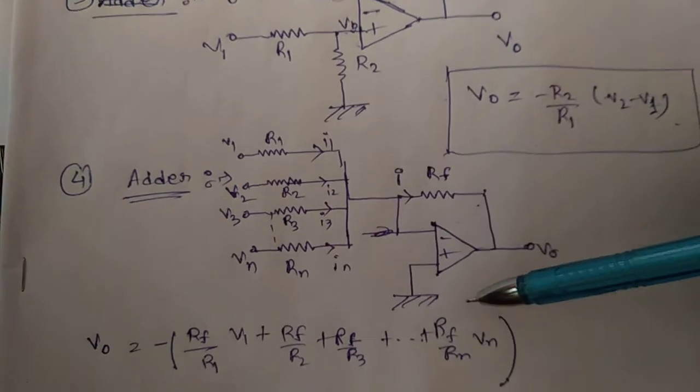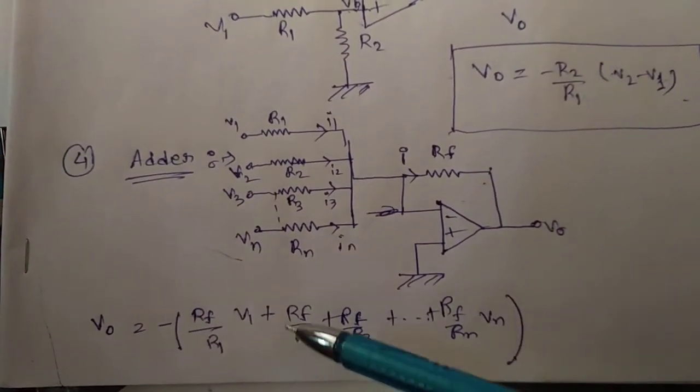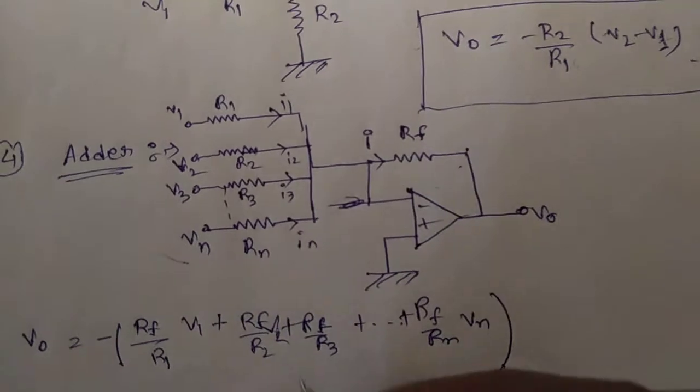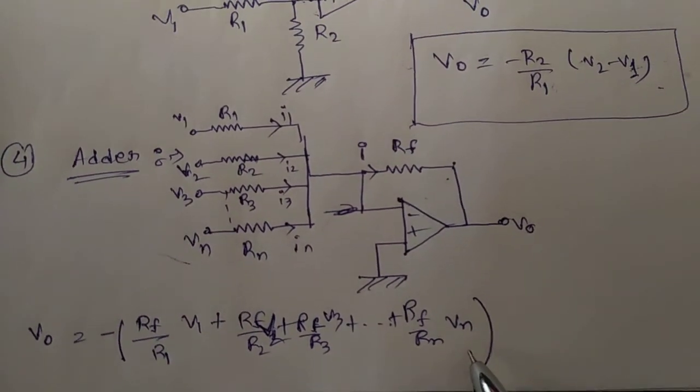Then what will be the output voltage? Always remember this formula. V0 equals minus of Rf by R1 times V1, plus Rf by R2 times V2, plus Rf by R3 times V3, plus Rf by Rn times Vn.